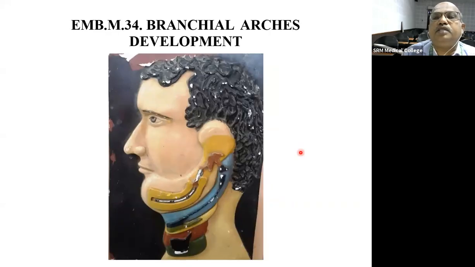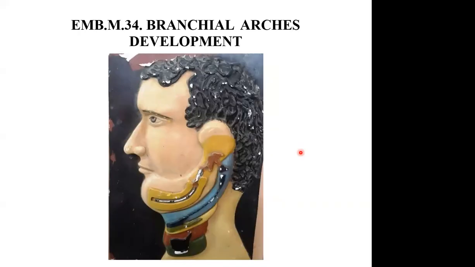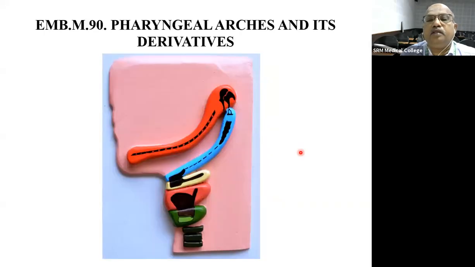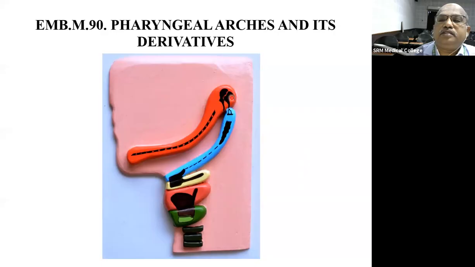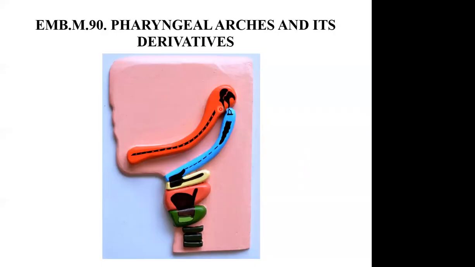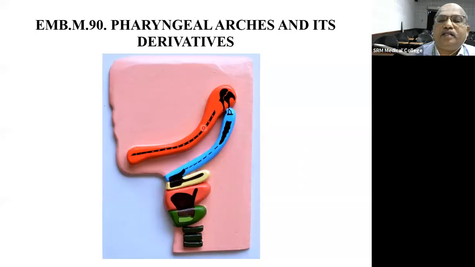Now this is the next model. What is that for? Pharyngeal arches. Anyhow, it is an old model; we have a new one also. This is for your pharyngeal arch derivatives. This is your first arch. What is this? Malleus and incus, derived from the first arch. What is this? Mandibular cartilage, Meckel's cartilage. This only you are going to demonstrate here.